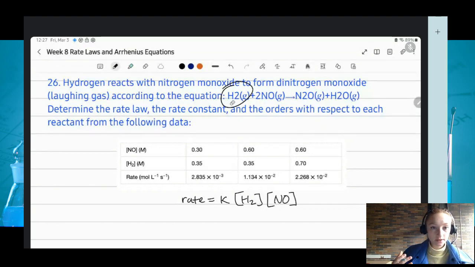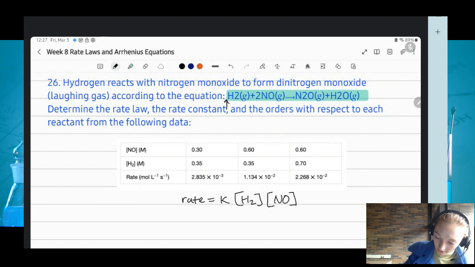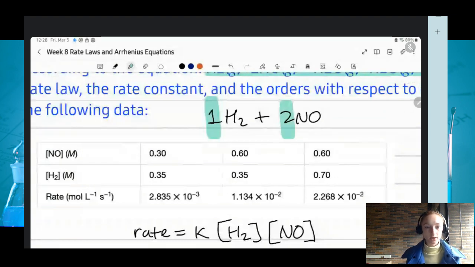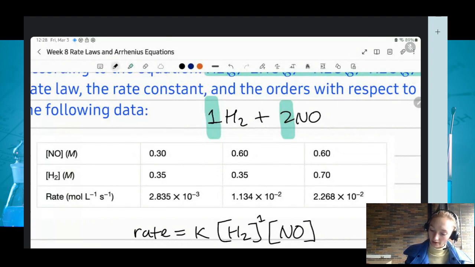Okay, and as far as the order numbers go, from this reaction here, we can see that there is no coefficient. I'll write it down again. So it's the H2 plus 2NO. So we can see that there is a 1 in front of the H2 and then a 2 here. So a 1 and then a 2 for these reactants. So that will be the order numbers. So the H2 gas will have an exponent of 1, and then the NO gas will have an exponent of 2.